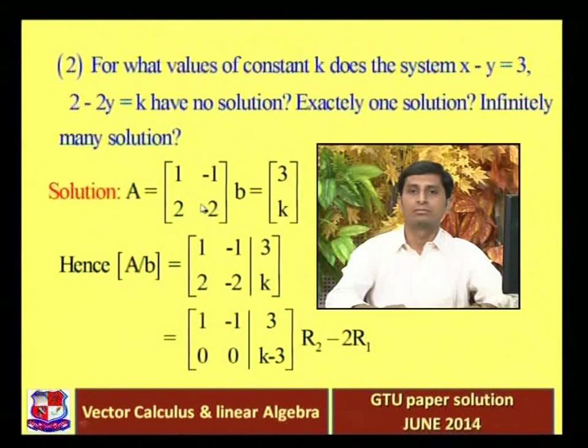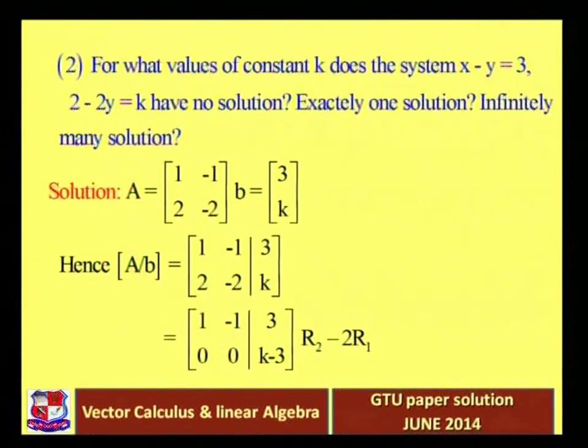So to check when this linear system of equations has no solution, when exactly one solution, and when infinitely many solutions, that we have to find, right? So here is our augmented matrix [A | B], where A is [1 −1; 2 −2] and B is [3; k]. Now we have to convert this matrix into a row echelon form matrix, right?